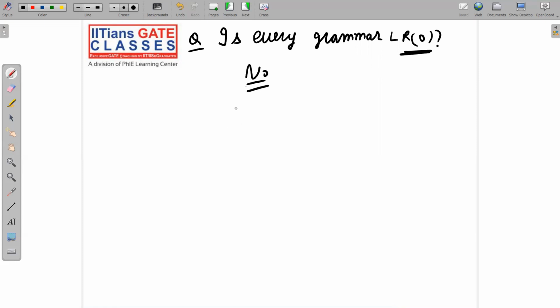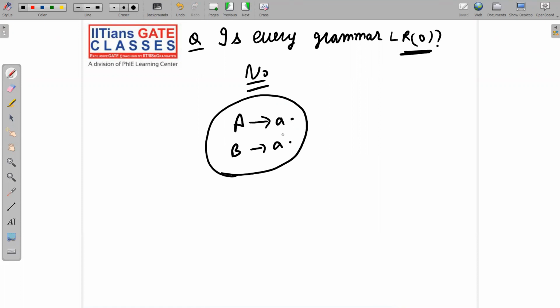Why? For example, if we have got A goes to A dot, B goes to A dot. In a state, we have got 2 final items. Till now we have not got it, don't worry, I will show you. So in a state we have got 2 final items. Let us suppose the state is 3.